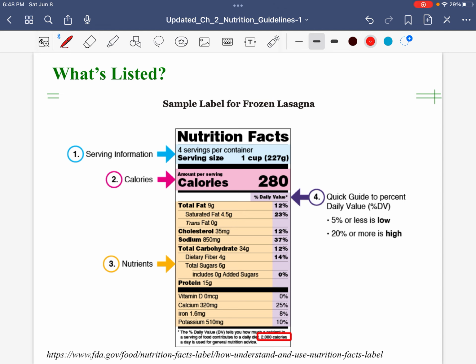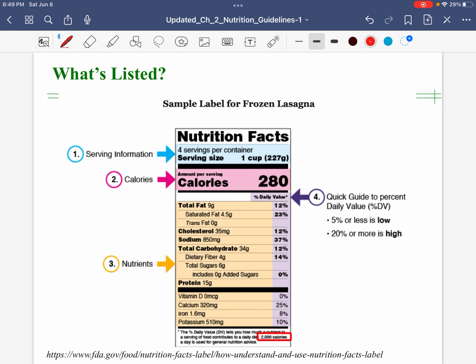It has the serving size. And by the way, their serving size isn't always what the technical serving size is. So here's frozen lasagna, 1 cup. So they're also supposed to list how many servings are in that. So if you ate this whole thing, if you didn't just have 1 cup, if you had the whole box, you would be having 4 servings. So you need to take everything on here and multiply it by 4. Tells us how many calories are per serving.